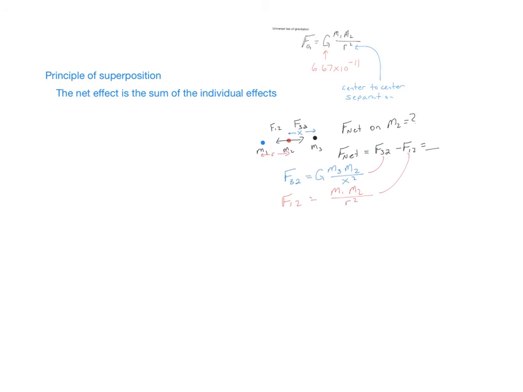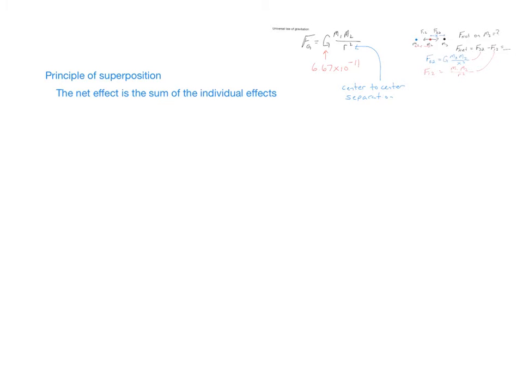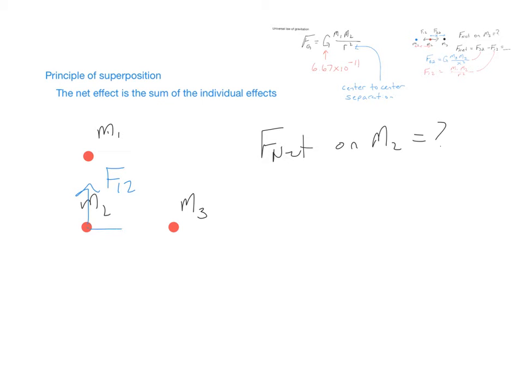A more complicated problem would be, put a mass there, mass there, mass there. Mass 1, mass 2, mass 3. So now what is the net force on mass 2? So we still have to identify all the forces on mass 2. So mass 1 is now pulling it up, and mass 3 is pulling it to the right. And we end up with a two-dimensional net force, not drawn to scale.